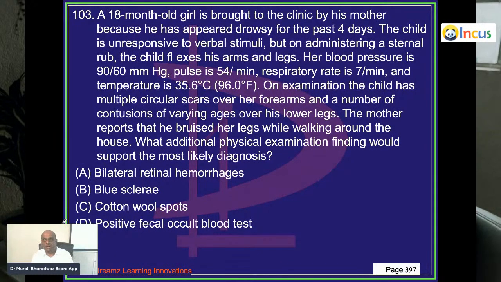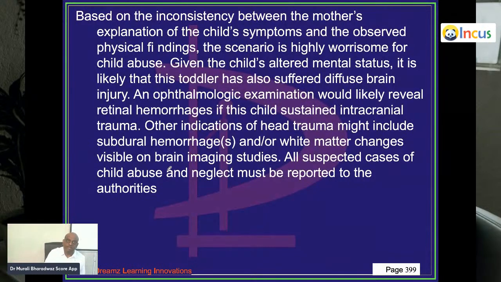An 18-month-old girl appears drowsy. Her BP is 90/60, pulse is 54. There are multiple circular scars on the forearm and contusions of varying ages: recent contusion, old contusion, different contusions on the lower leg. An 18-month-old, a 1.5-year-old. What is the most likely possibility? Child abuse. So look for bilateral retinal hemorrhages in a given case of child abuse, is what you need to remember.